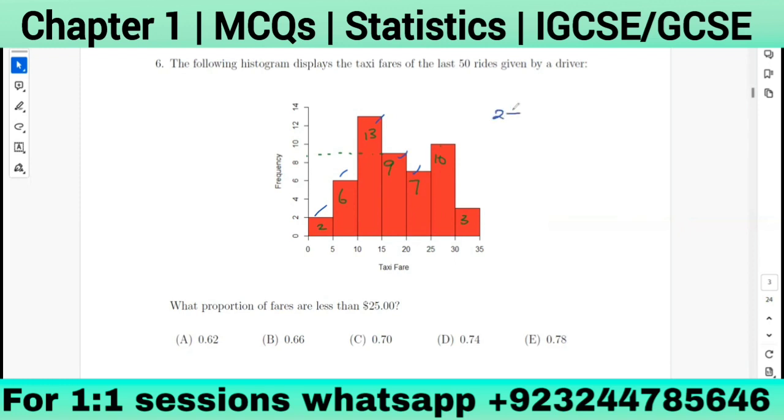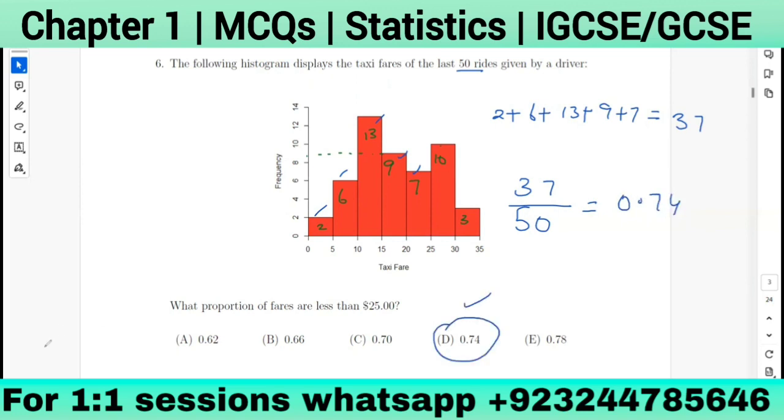So it would be 2 plus 6 plus 13 plus 9 plus 7. Can you give the answer? 37. So the proportion is found by dividing by the total, that is 50. Can you give the answer? 0.74. So option D is the correct answer.